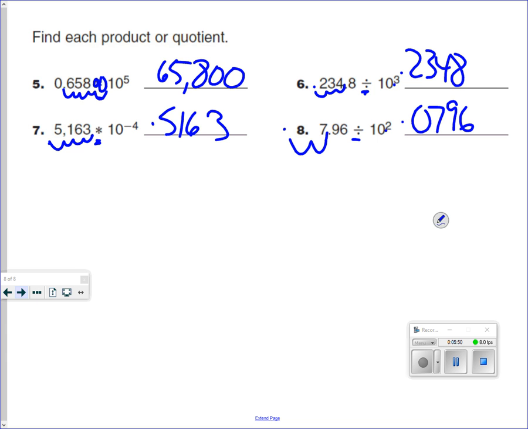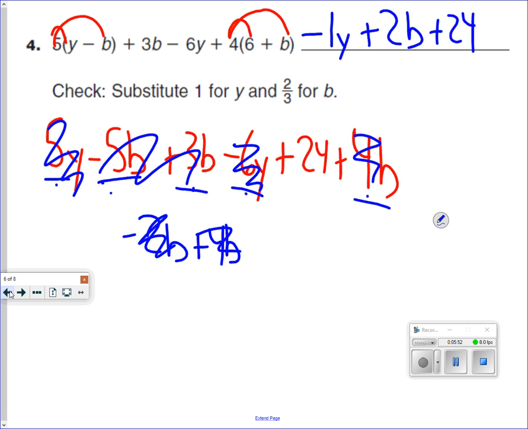Hopefully, this distributing and combining like terms isn't too complicated. That's why we've been spending so much time adding and subtracting, multiplying and dividing, especially negative and positive numbers. Hopefully this helps a little bit. You can always refer back to the video if you need help. Good luck, and I look forward to working with you in math.